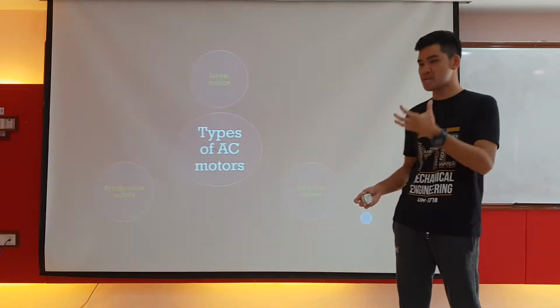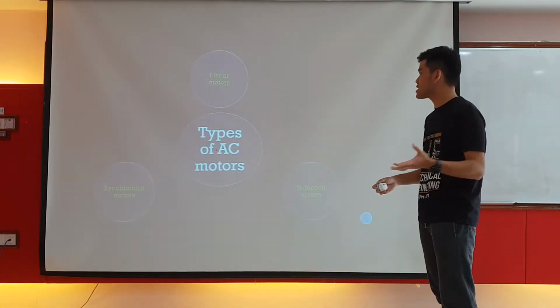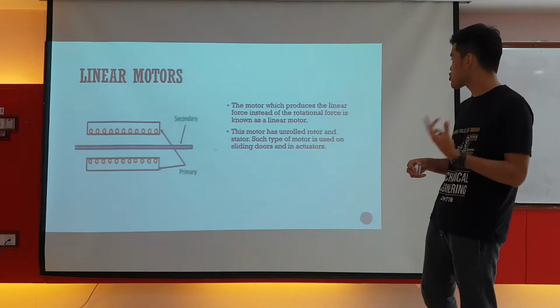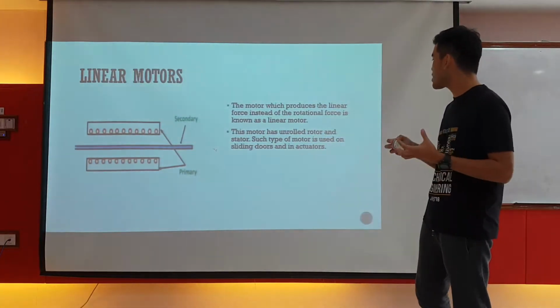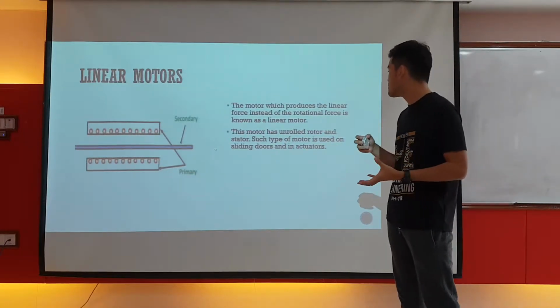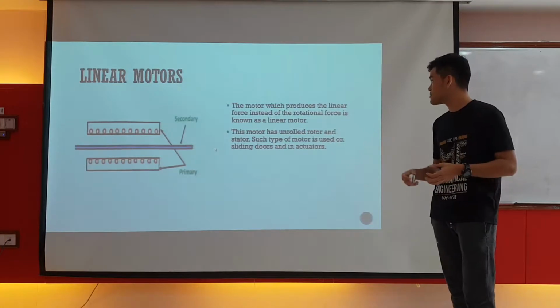Next, we will be looking into the types of AC motors available in the market today. First of all, we will be looking at the linear motor. This is the motor which produces linear force instead of rotational force. This motor has an unrolled rotor and stator. Such a type of motor is used on sliding doors and in actuators.